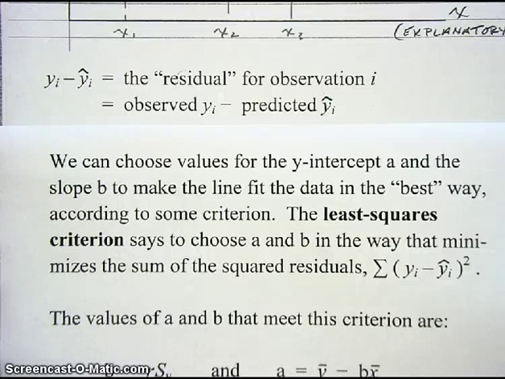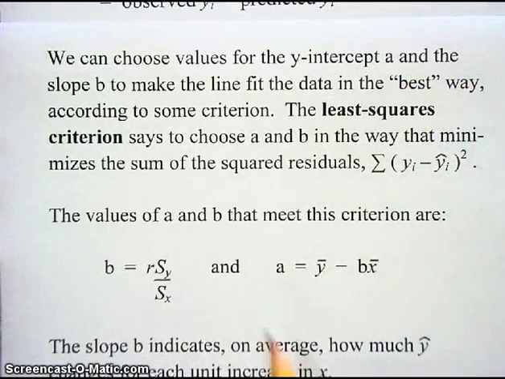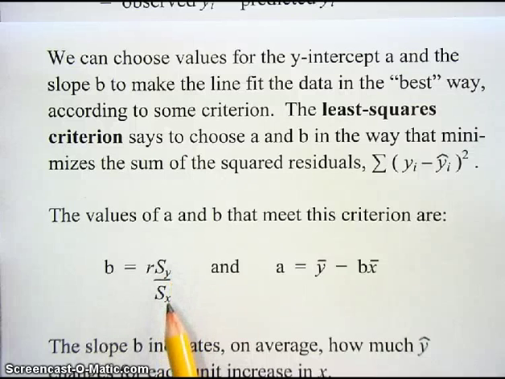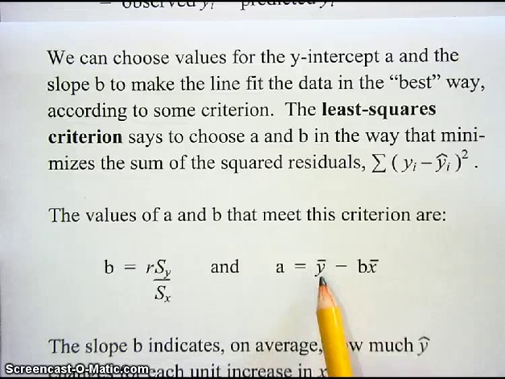Well, this is basically an optimization problem which you can solve with calculus, and that's beyond the scope of this video, but suffice it to say, if you were to apply the methods of calculus to find values of A and B that minimize the sum of the squared residuals, this is where you would wind up. The values of A and B that meet this criterion are: B is equal to r, the correlation between x and y, times the standard deviation of y divided by the standard deviation of x. And A, the y-intercept of our line, is equal to y bar, the mean of y, minus B times x bar, the mean of x.